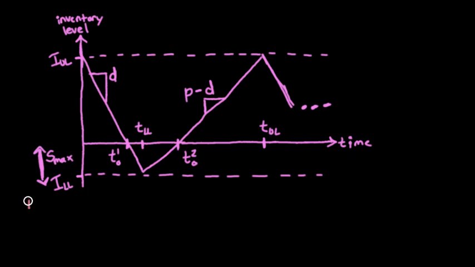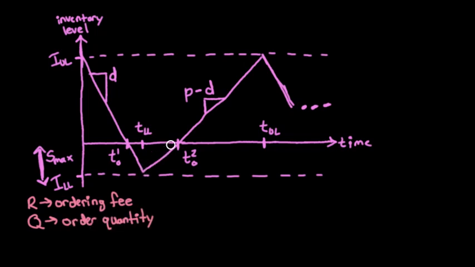There are some variables that are in play here but are not on this graph. We have R, which is the ordering fee. We have Q, which is the order quantity. So during this time we're producing all the way up to here, to this time. And if you count up all the widgets that you produced during this time, that would be Q, the order quantity, however much we ordered.